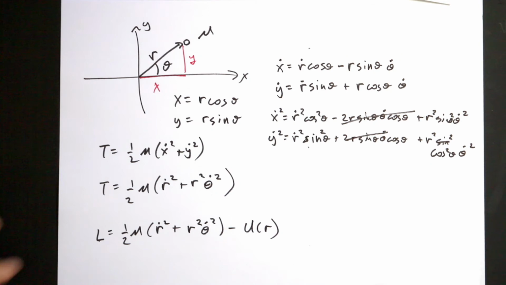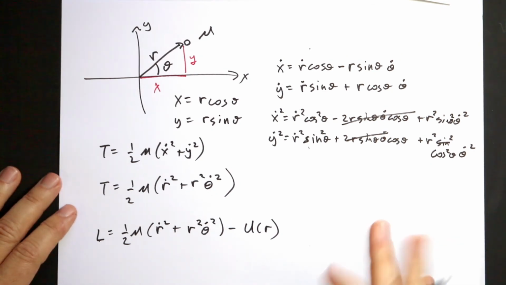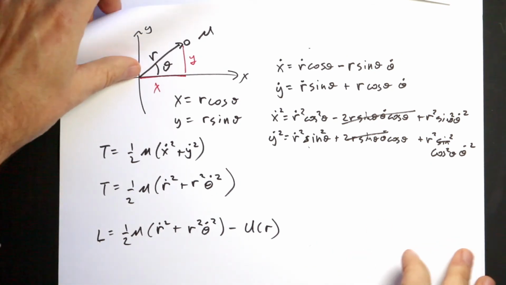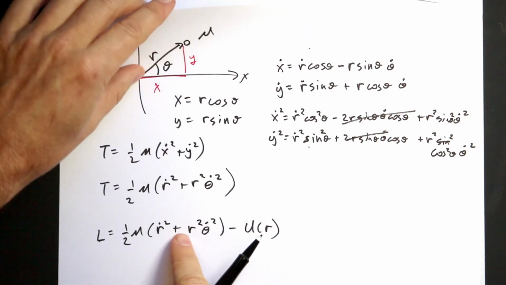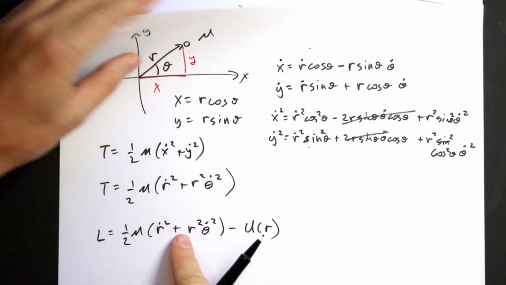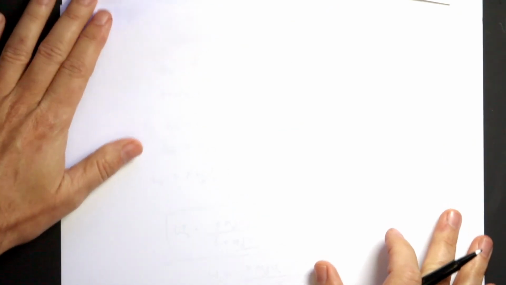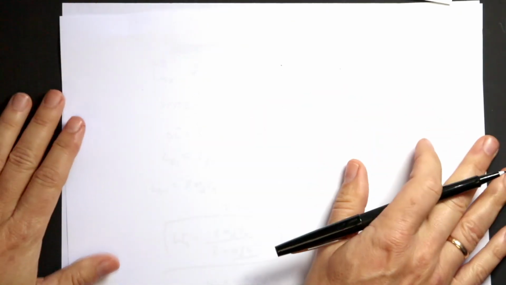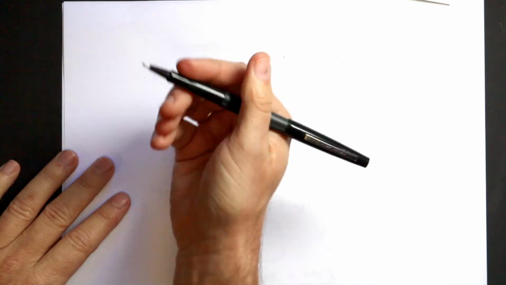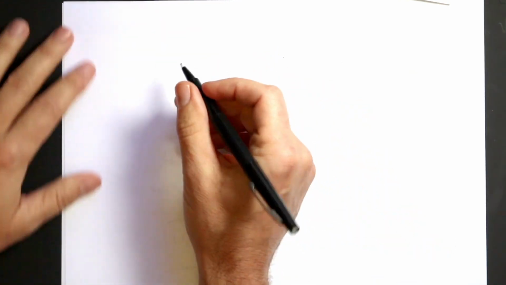Okay. Let's see. So now let's do the Lagrangian for theta. We have two variables, theta and r. I should rewrite that. I'm going to run out of paper. That's exciting that I went through that much paper. I use a bigger pen, so it takes up more space.